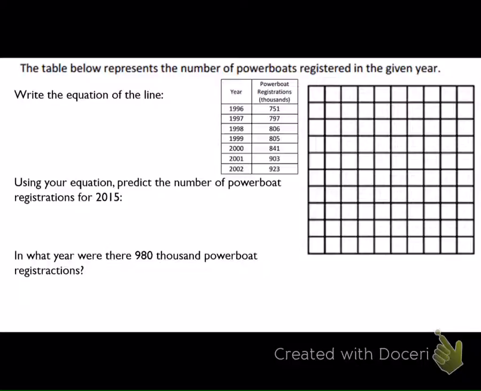The table below represents the number of powerboats registered in the given year. Whenever I have years, instead of putting 96, 97, 98, 99, I label it 0, 1, 2, 3, 4, 5, and 6. So this is years since 1996. So 1 year after 1996, it is 1997. It makes it easier in the formulas to use 0, 1, 2, and 3 than thousands of numbers there.